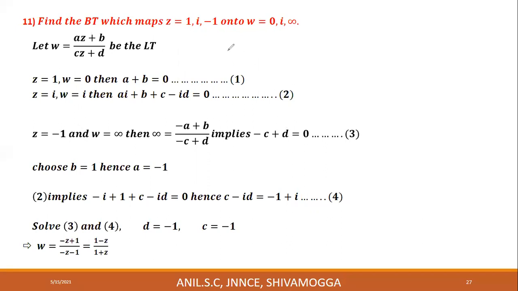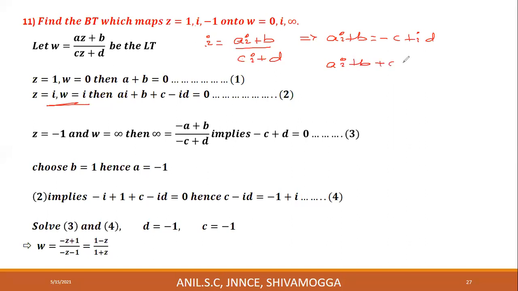Second set of points. Z is equal to I, W is also equal to I. Therefore, AZ will be AI plus B divided by CZ will be CI plus D. This implies AI plus B is equal to I into I, I square. I square is minus C plus ID. Therefore, AI plus B plus C minus ID equal to 0. Let this be equation number 2.